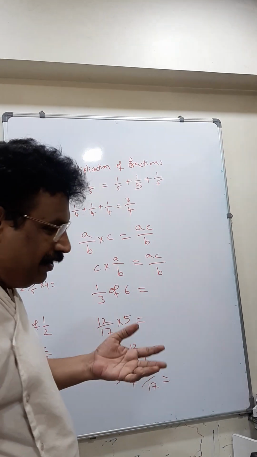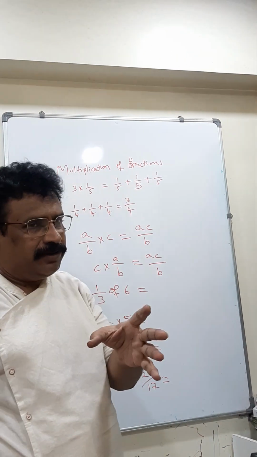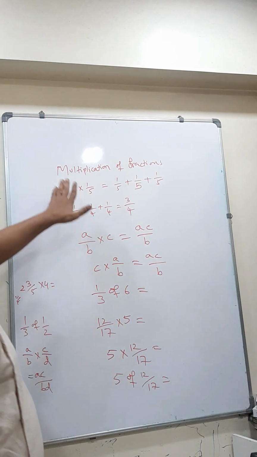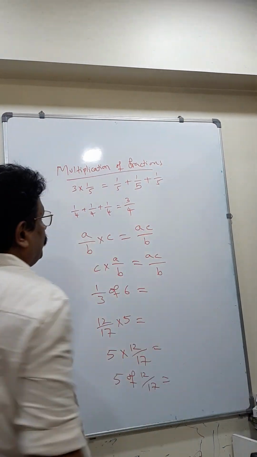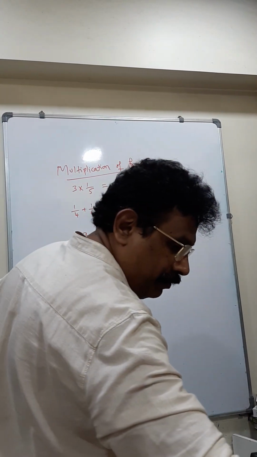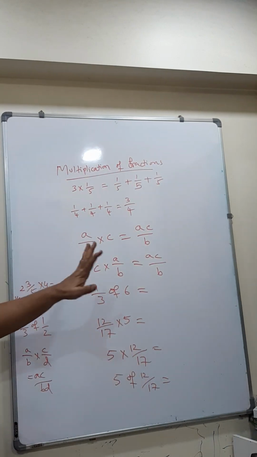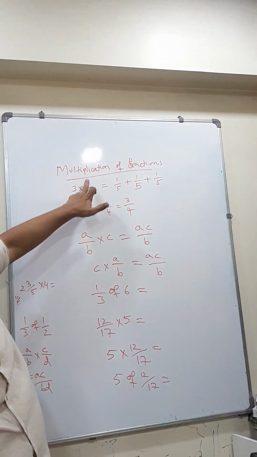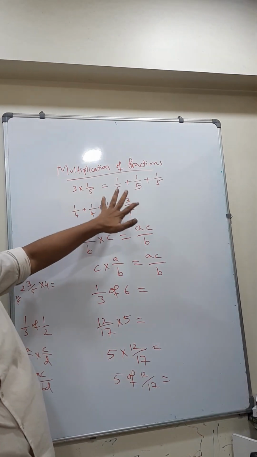So students, we have completed addition and subtraction in fractions. Now multiplication and division. Multiplication is very easy. See, multiplication of fractions. Okay. Now multiplication is nothing but a repeated addition. So 3 into 1 by 5, what does this exactly mean?